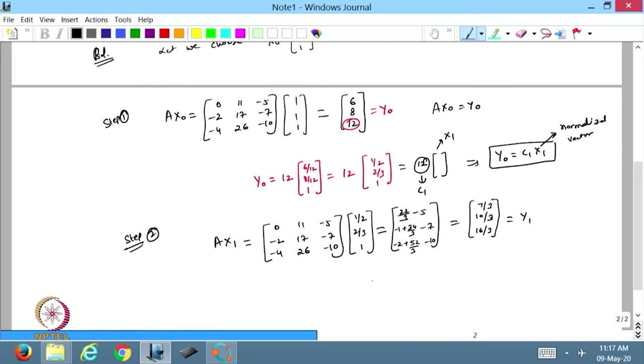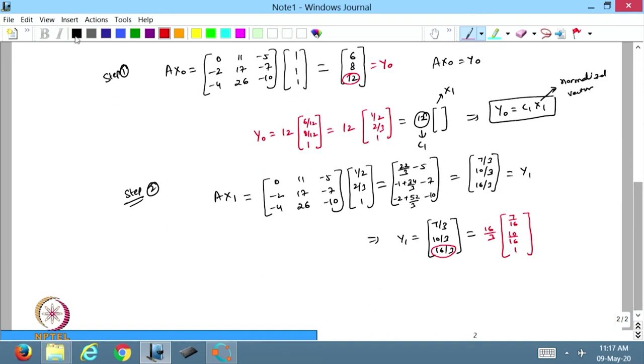Now, if I choose from here, so my y1 is 7 by 3, 10 by 3, 16 by 3. So, now I find the component which is the largest in magnitude. So, largest component is this one because 16, 10 and 7 all are divided by 3. So, this is the largest component. So, I will take this largest component out. So, this will be 16 by 3 and I will get 7 by 16 inside because I am dividing by this one. So, 3 will cancel out. I will get 10 by 16 and this is 1. So, from here you can see that this becomes my C2 X2.